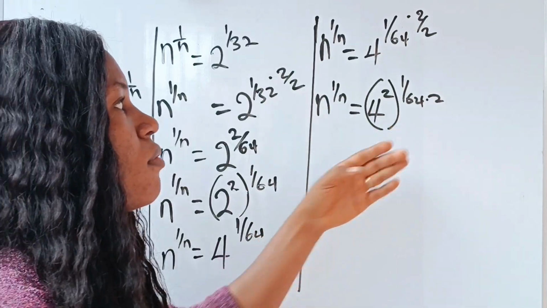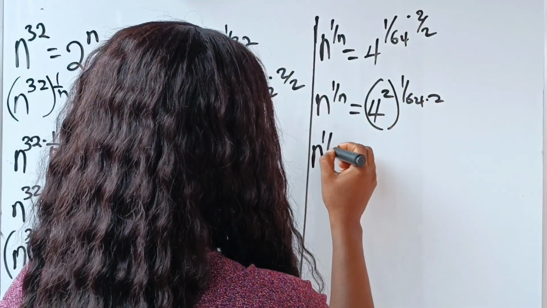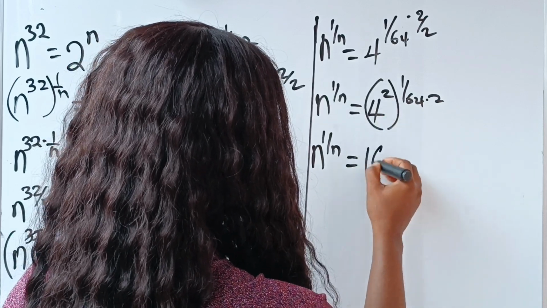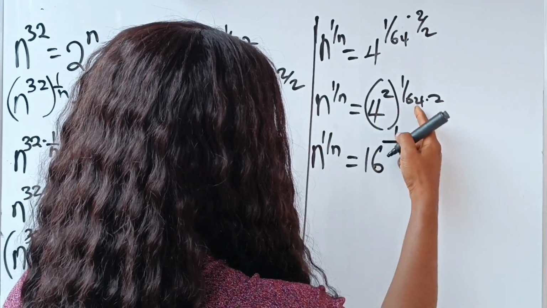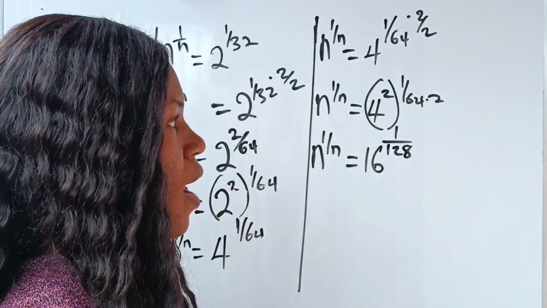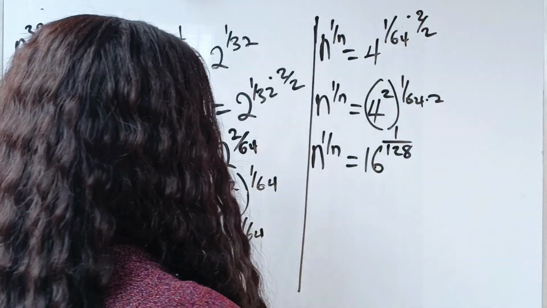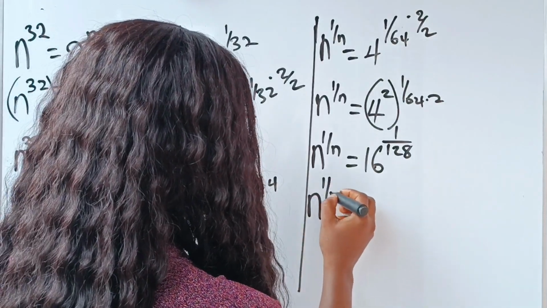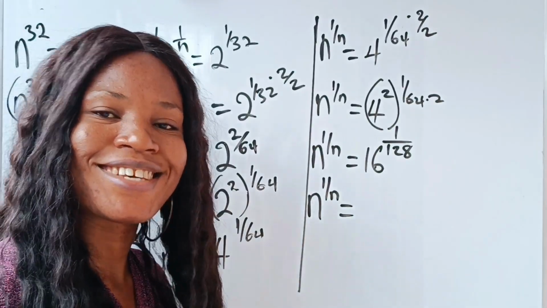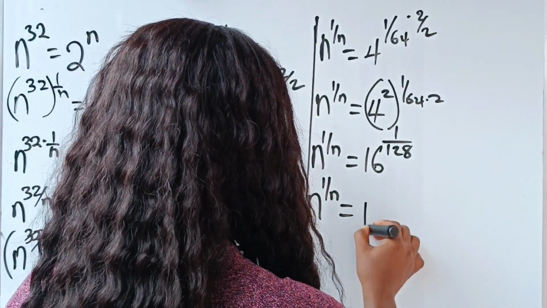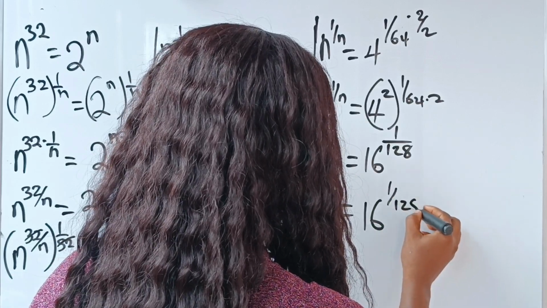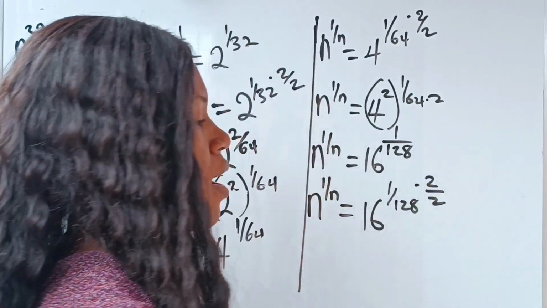Okay, so it's still the same thing. So we have n to the power of 1 over n is equal to, so we are going to have 4 squared will give us 16 raised to the power of 1 over, now 64 times 2 will give us 128, right? Yeah, okay, we continue. So n to the power of 1 over n is equal to, looking at this still, there is no comparison. So we are going to have 16 to the power of 1 over 128 multiplied by 2 over 2.